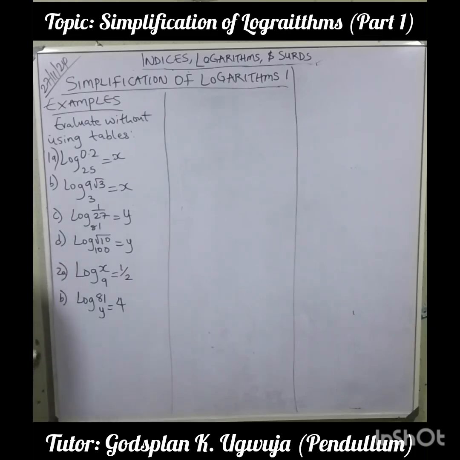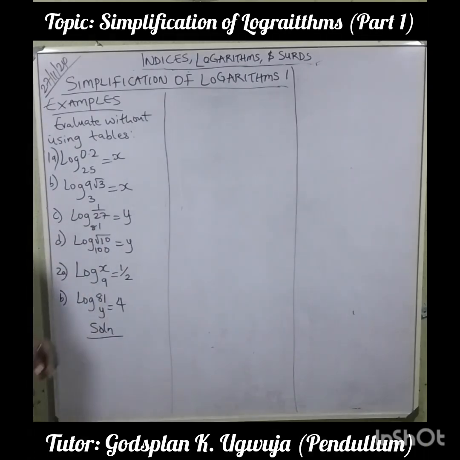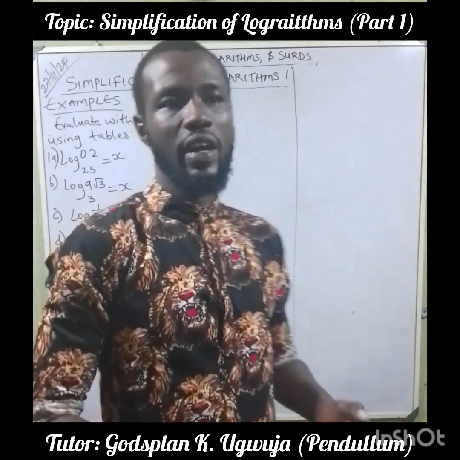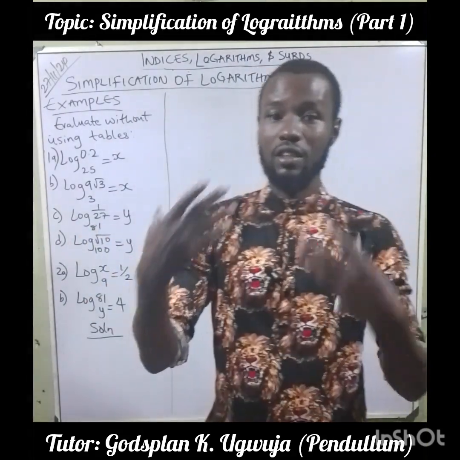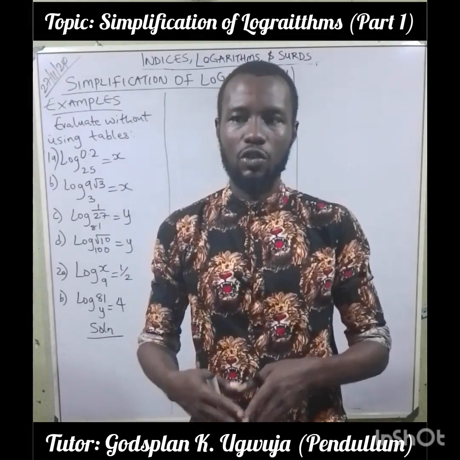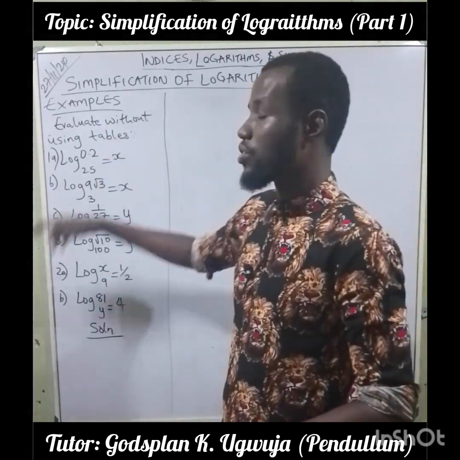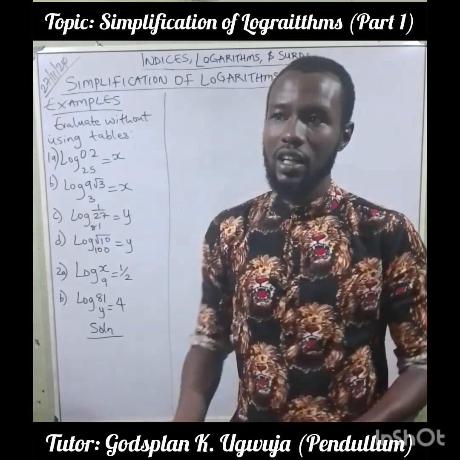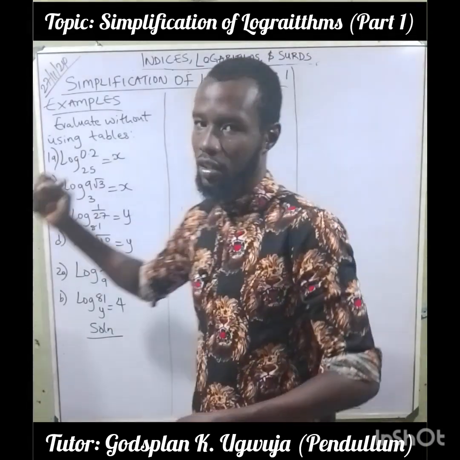Alright, so let's begin. Now we are asked to evaluate these without using tables. Basically, logarithm is divided into two. We have the theory of logarithm, which is what we are starting with. That's the part of logarithm that does not involve using tables. So whenever you see evaluate without using tables, you basically know that you're looking at the theory of logarithms.